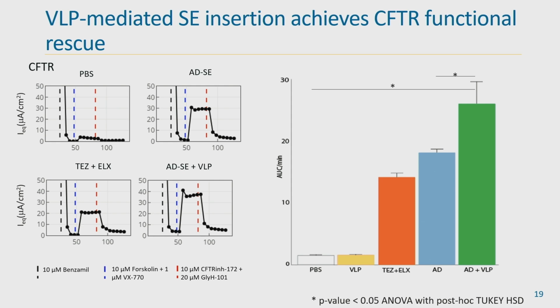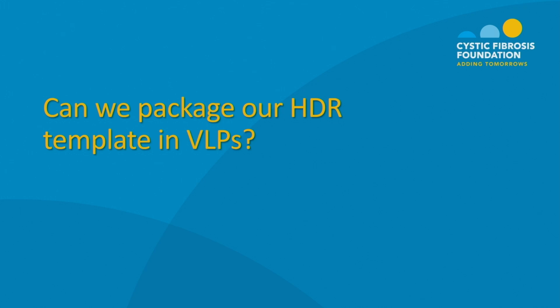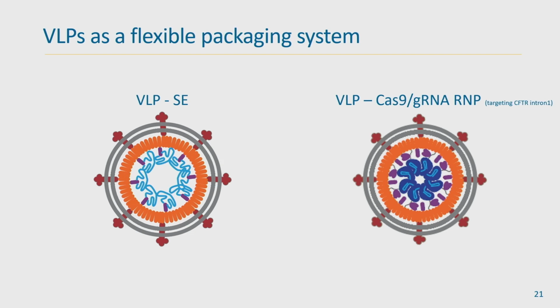So following this, we were curious to see if we can improve the system further. Something that we were talking about was potentially making an all-in-one particle where we can package our HDR donor template in addition to our Cas9 guide RNP complexes. As a proof of concept for this idea, we first wanted to see if we can package our HDR donor templates in VLPs. And so as I had mentioned previously, VLPs can package a broad range of cargoes, and so we've been primarily using Cas9 guide RNP VLPs.